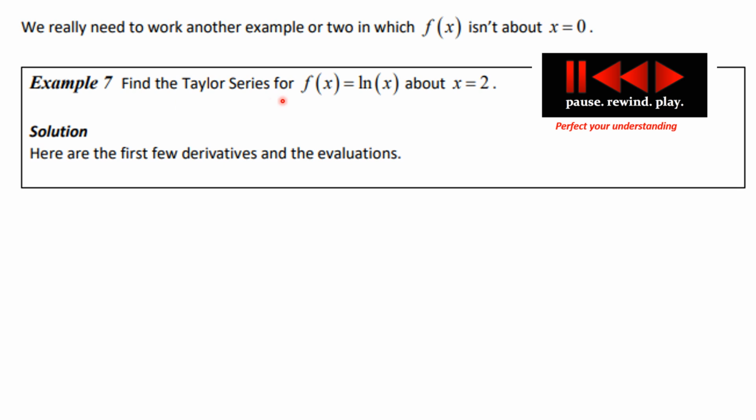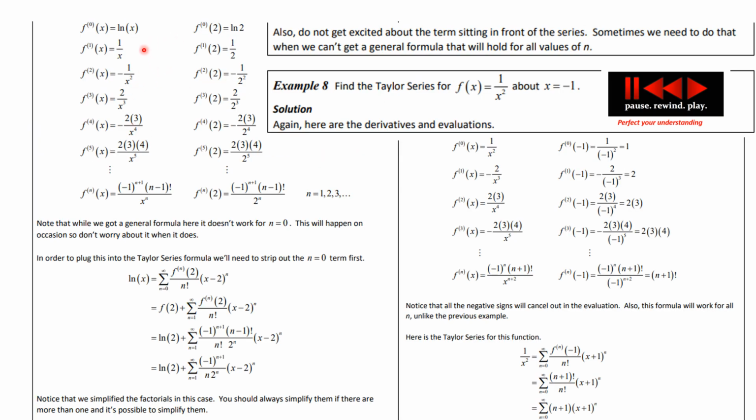And let's do another Taylor series. Let's take the Taylor series for f of x equal the natural logarithm of x, but this time let's expand it about x equal 2. So we'll take the derivatives, and what you'll see is that the ln of x is ln of x, the derivative is 1 over x, the derivative of that is minus 1 over x squared, and this is 2 over x cubed, and then we start getting a little bit of a factorial thing going on. This is minus 2 times 3 over x to the 4th, and so on and so forth.